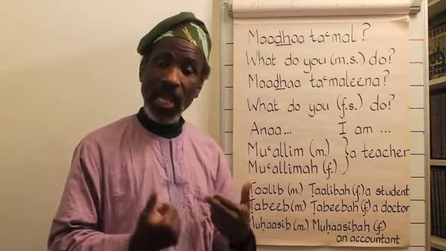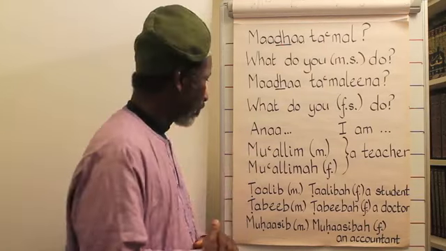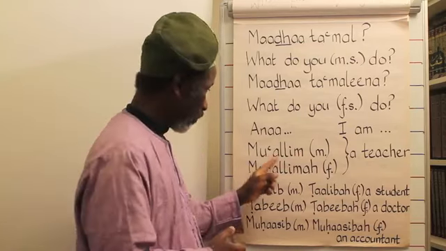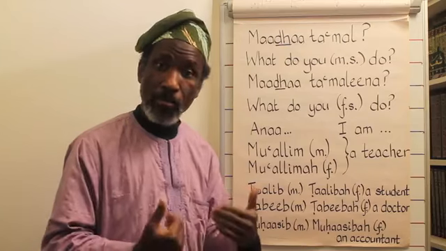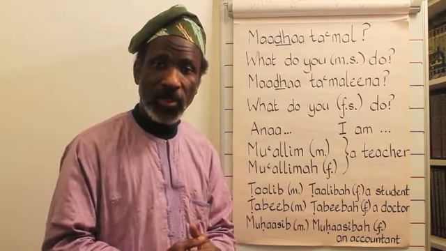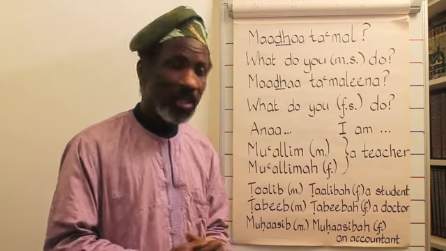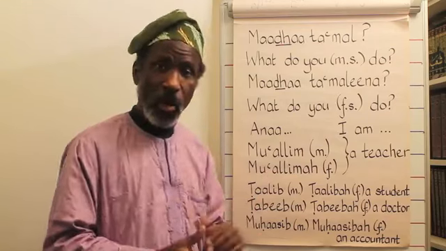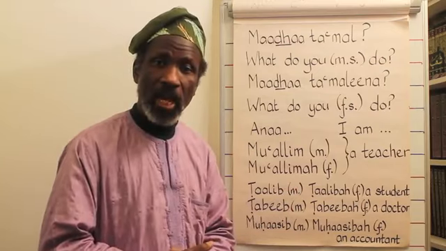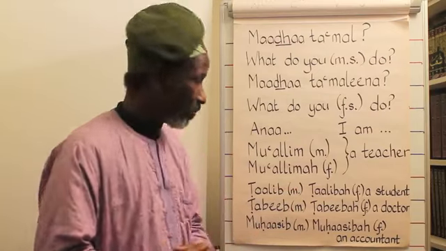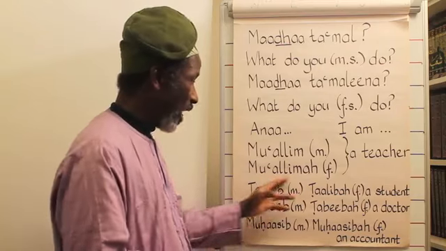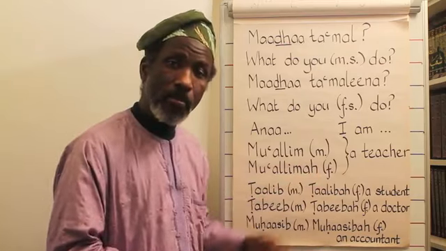أنا, you can say أنا, I am معلم. I'm a teacher, that's a male teacher. You can say مدرس or أستاذ, but you say معلم, أنا معلم. Feminine version, أنا معلمة, or مدرسة or أستاذة. معلم, معلمة.